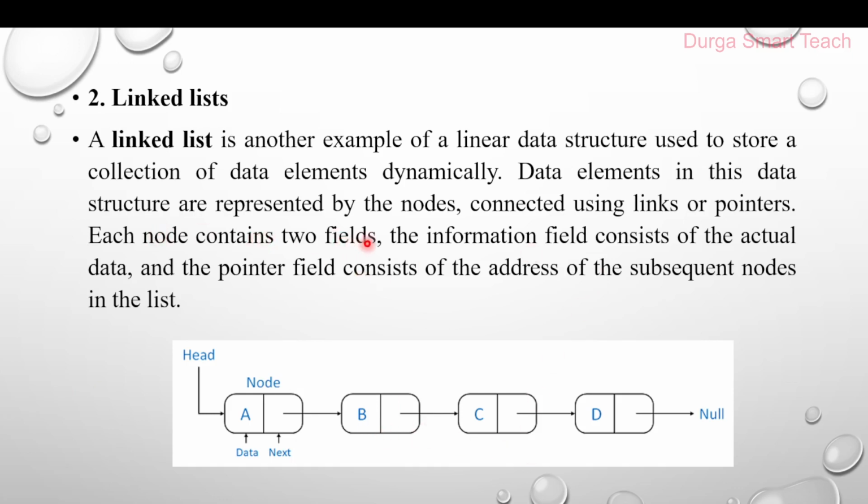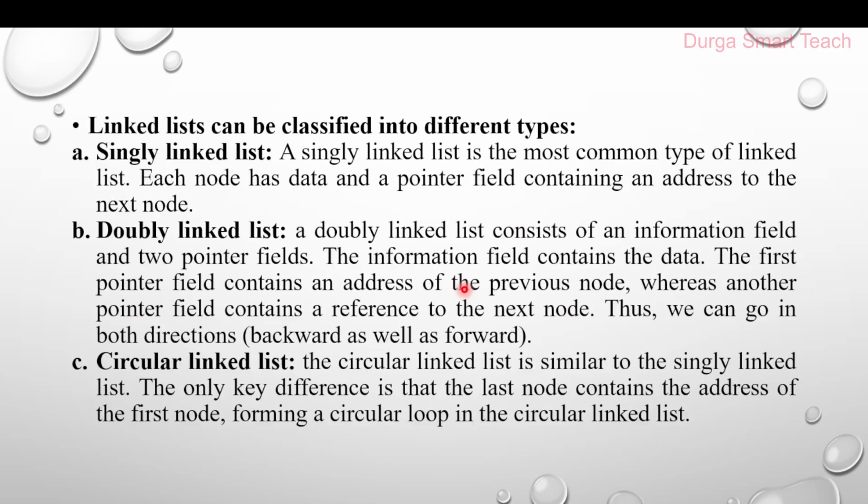So each node contains two fields. The information field, that means the data field, consists of actual data, and the pointer field contains the address of the subsequent node, the next node. Okay, so linked lists are also classified into different types: single linked list, doubly linked list, circular linked list. I will discuss all these types in the next videos. Okay, so I will explain only the introduction in this class.